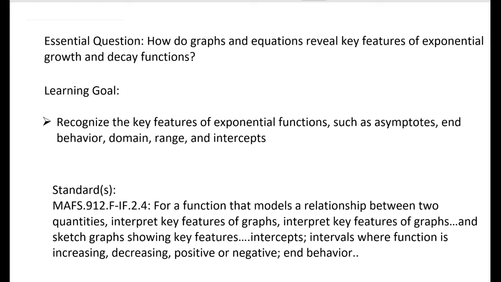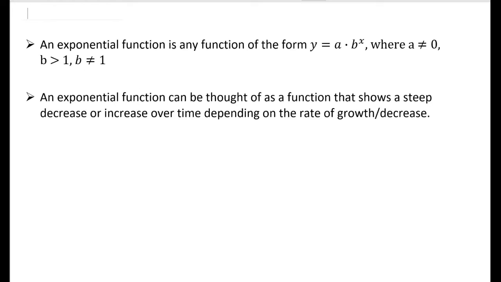So we want to be able to recognize key features of exponential functions such as asymptotes, end behavior, domain, range, and intercepts. We're also going to be talking about the decay rate and growth rate. So we're going to talk about decay factor, exponential decay function, growth function, an exponential function, and growth factor.